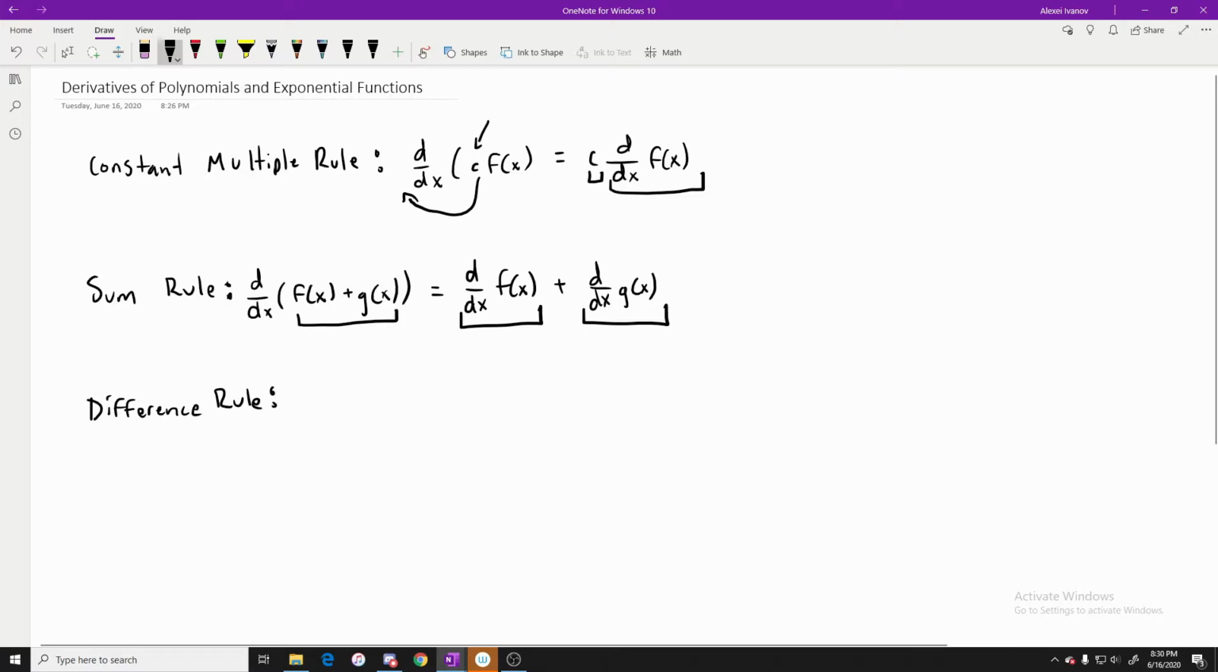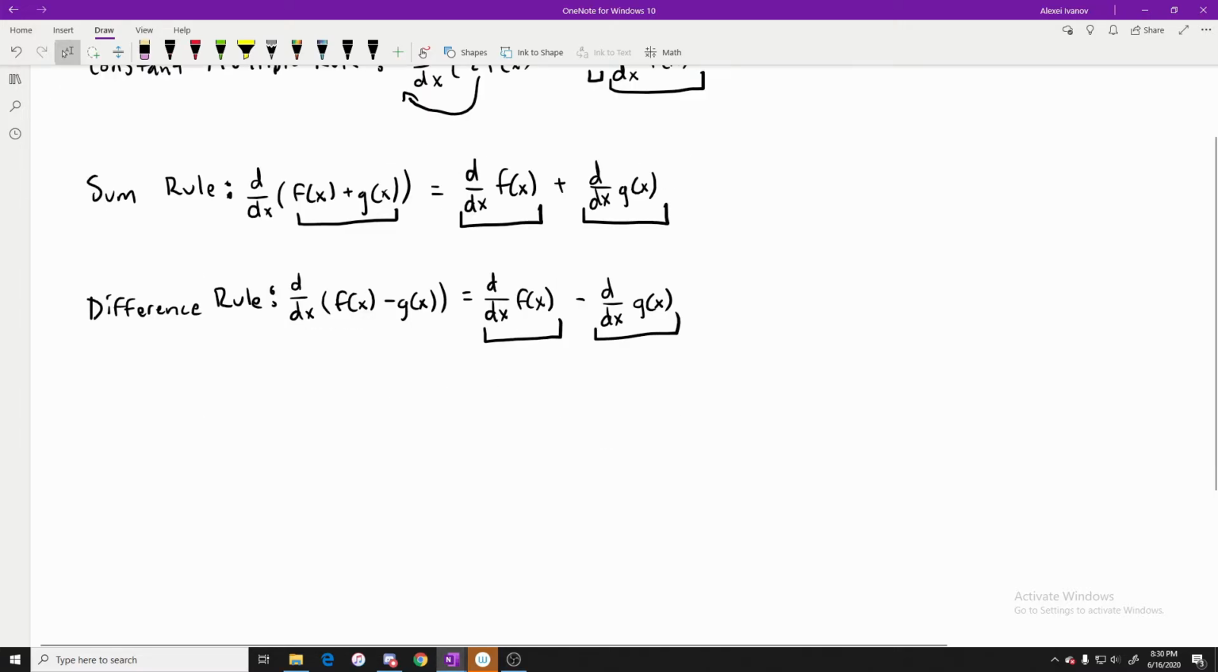Lastly, for this video, we're going to have the difference rule. And again, it is what it sounds like. So if we have the derivative of the subtraction of two functions, so f of x minus g of x, like the sum rule, we can simplify this by taking the derivative first of f of x and subtracting the derivative of g of x. And again, here's the derivative of f of x, and then we subtract the derivative of g of x.